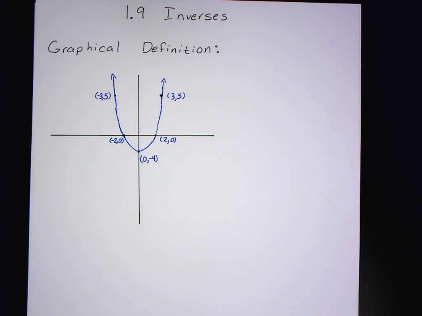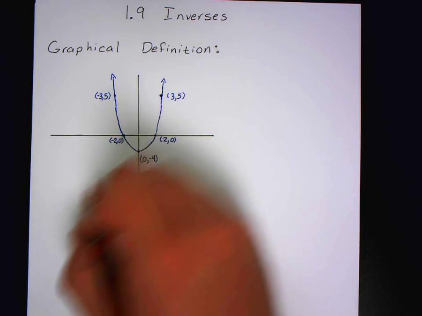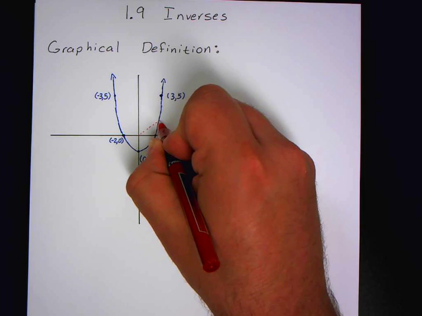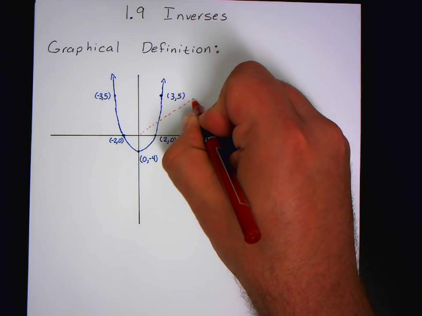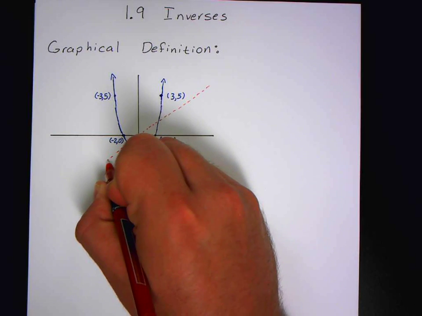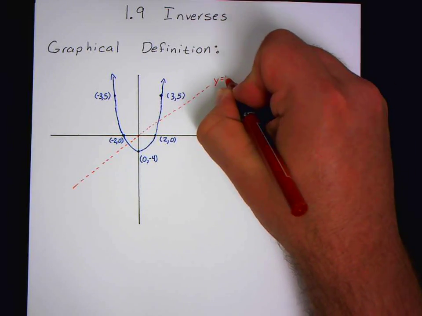So the way we get the inverse graphically is we're going to do this with geometry to start with. You guys remember reflections? What we're going to do is a reflection across the y equals x line. So this is the line y equals x.